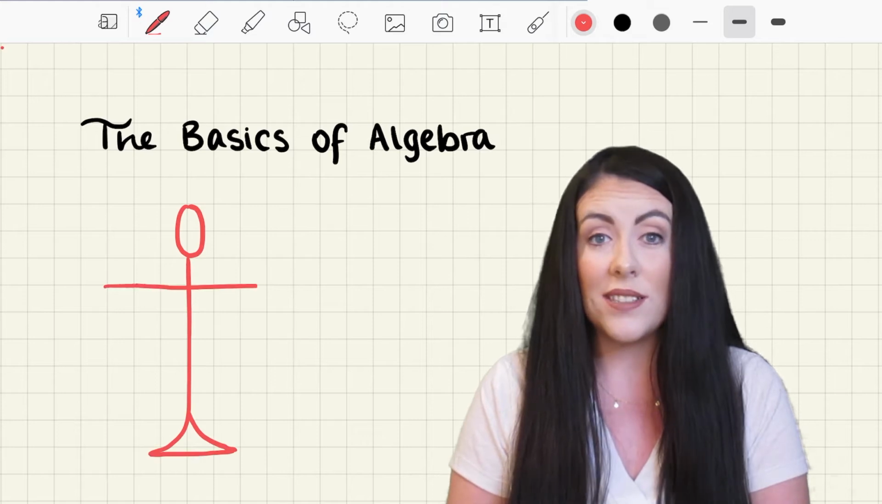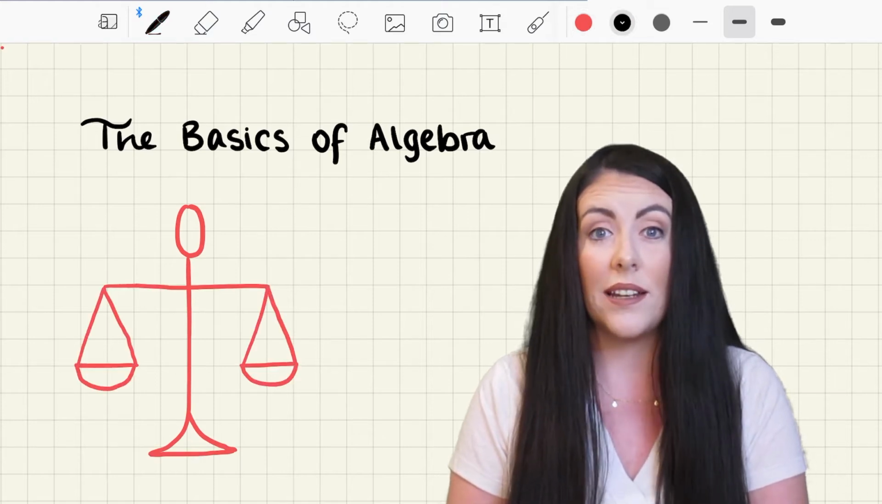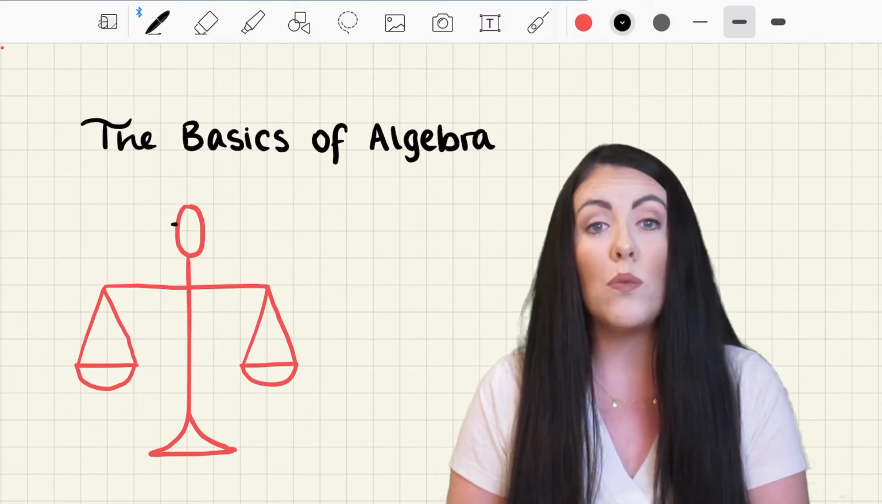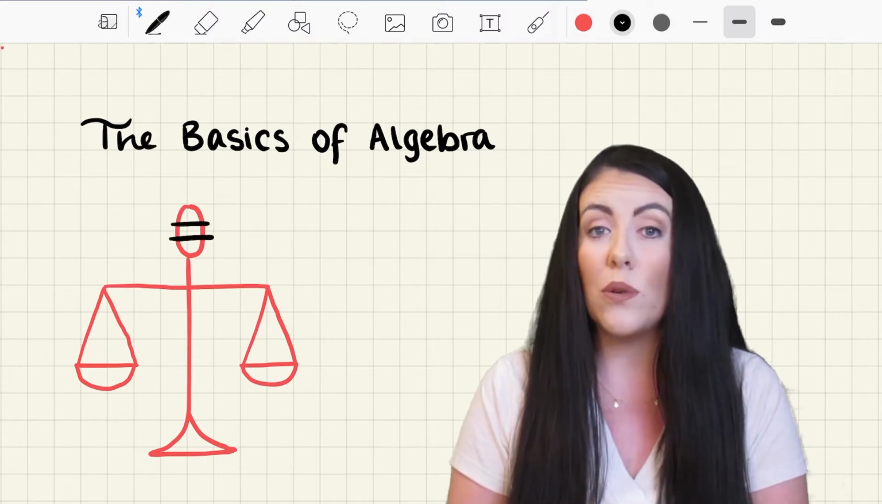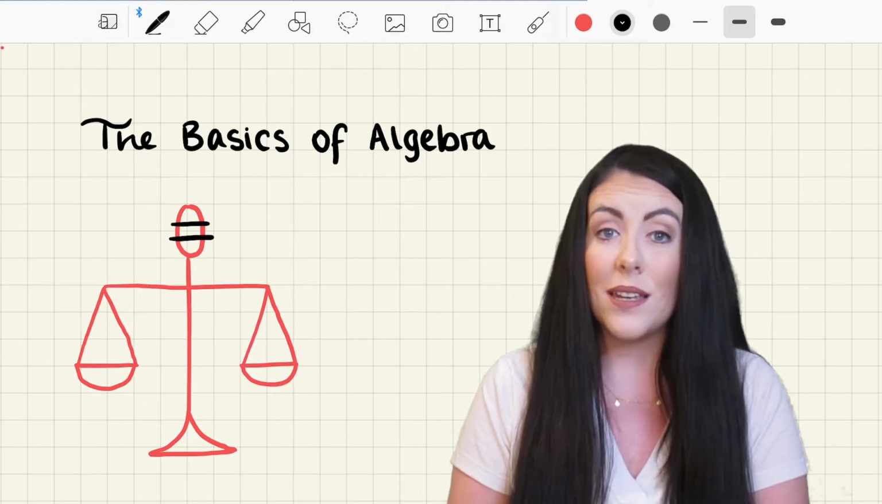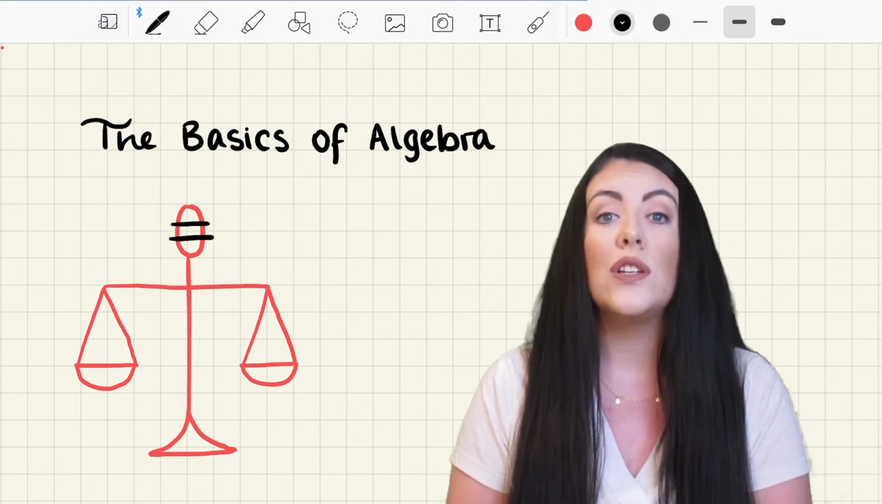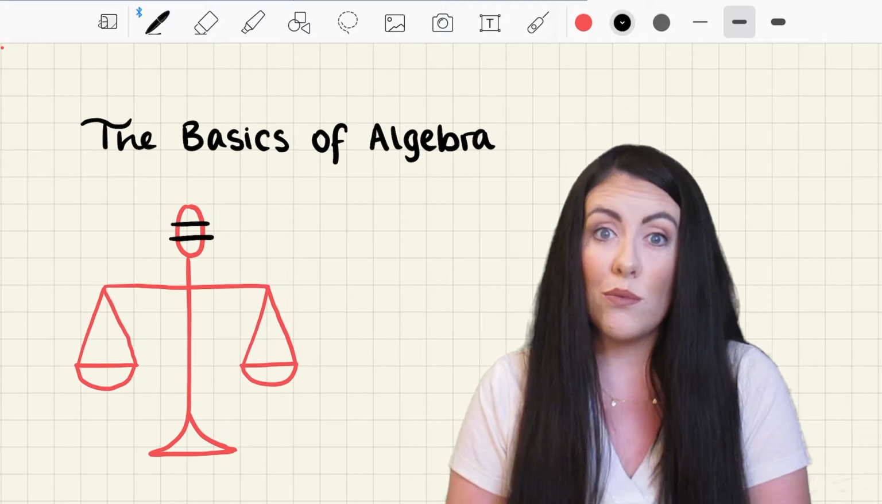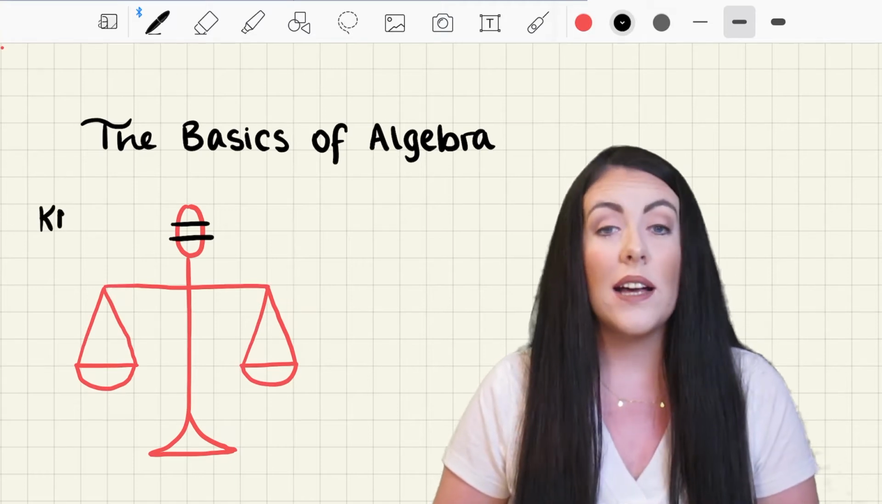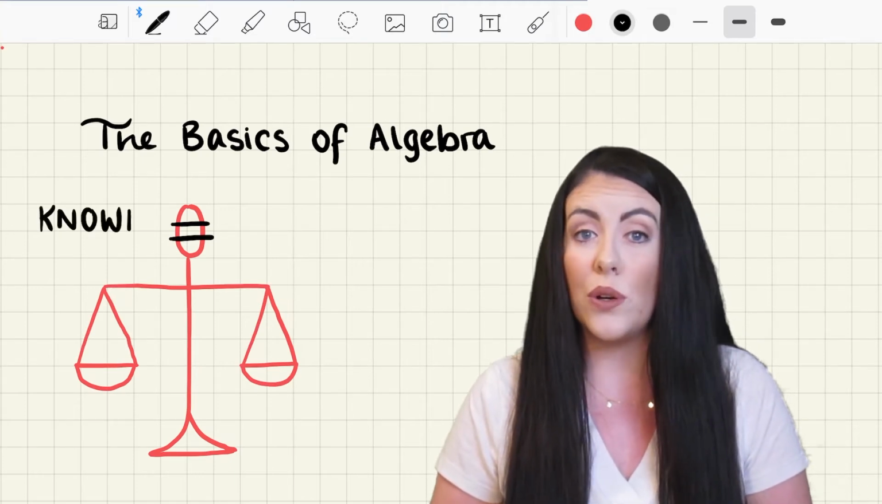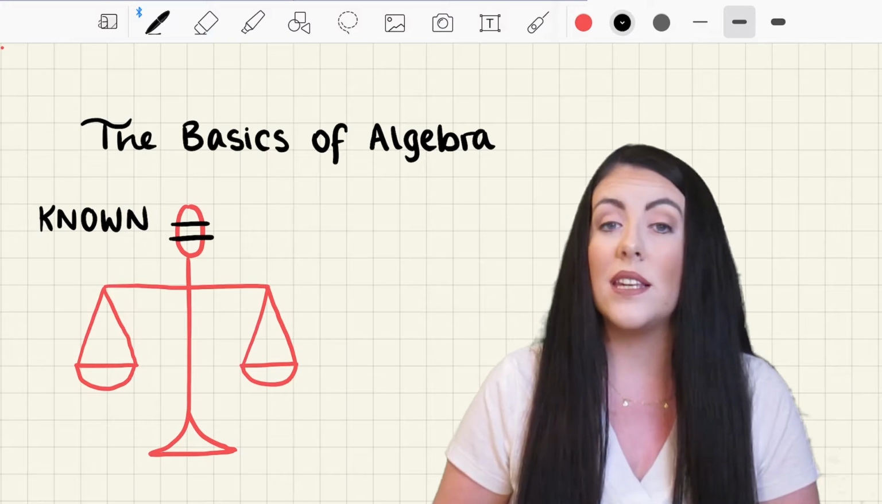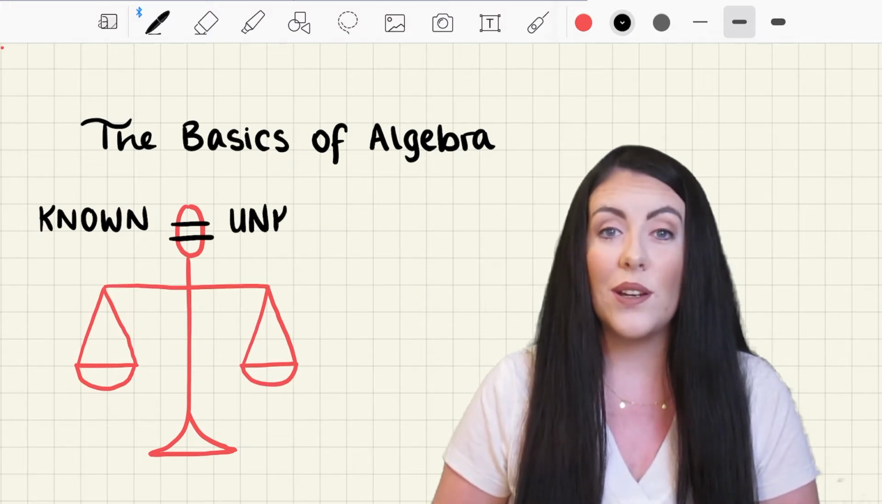An equation is just like a set of scales. The equal sign represents the middle of the scales. What we have on one side needs to be equal or equivalent or the same as the other side to make it true, to make it right. So if we think of it as one side of the scales is the known and one side of the scales is the unknown, we can work out the equation.